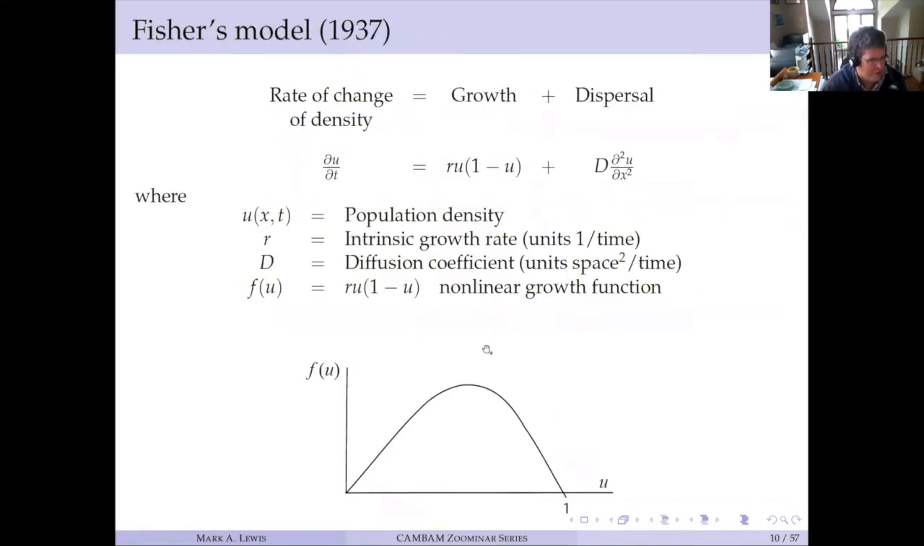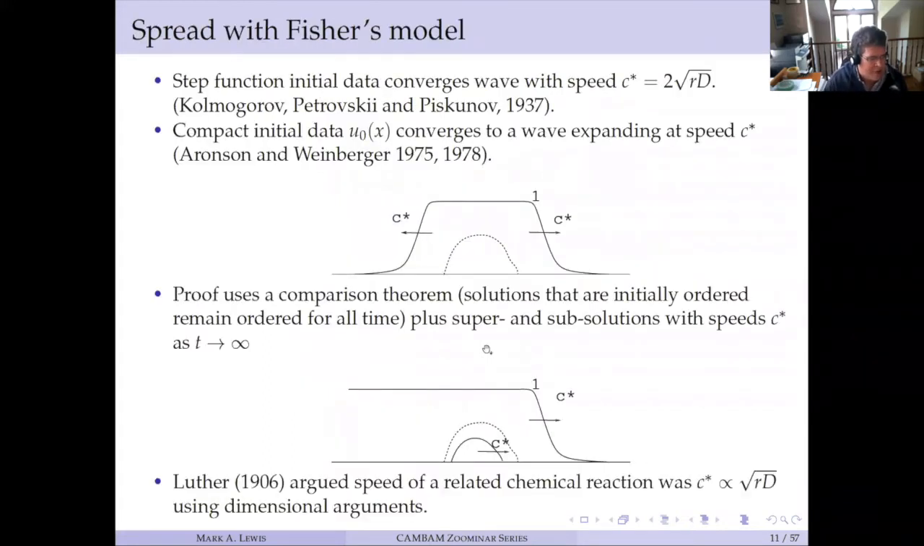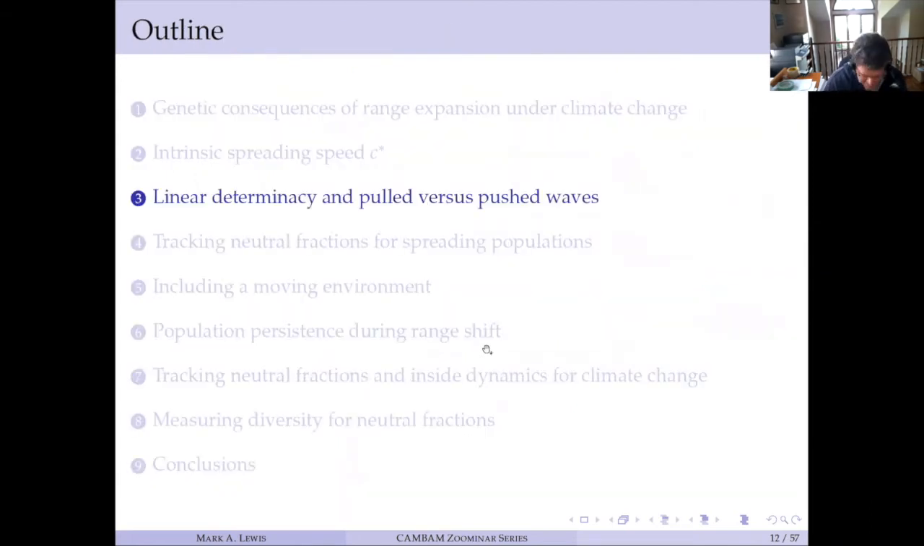So if you look at r, it's got units 1 over time. D has got units space squared over time. And if you multiply them and take the square root, you get something with the right units. And that preceded the other work. Of course, he didn't know the ratio of the right constant to put in there. Okay, so this is going to be useful as we start to look at the intrinsic spreading speed for populations.